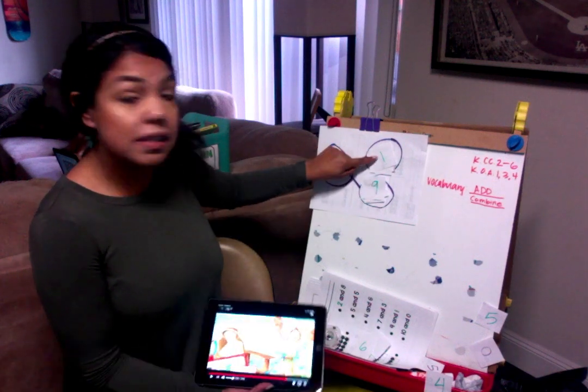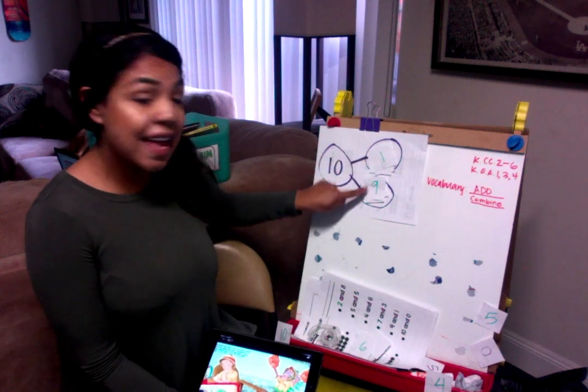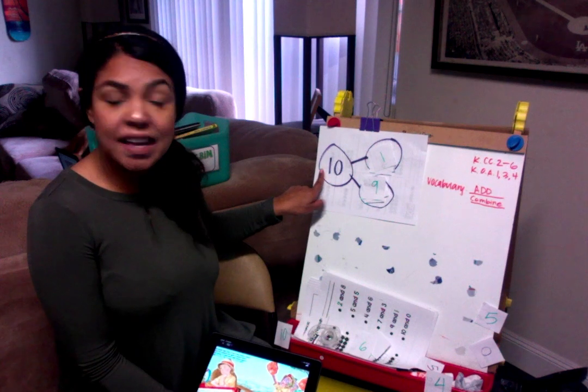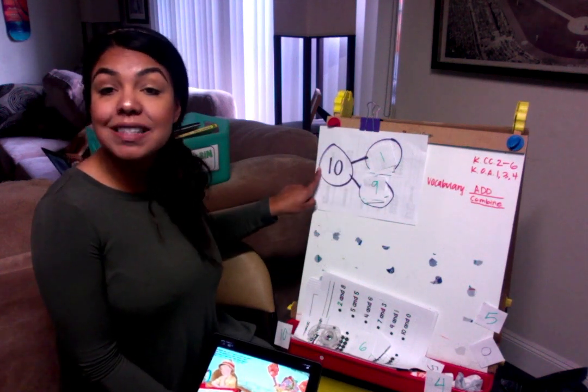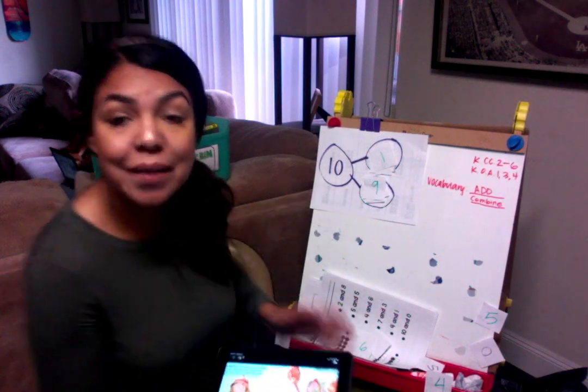Good. The 1 is the first number on the top because that's how many Ed got. That's the first number we heard. So 1 and 9 make 10. Together, 1 and 9 make 10. 1 plus 9 equals 10. Let's add it. 1 plus 9 equals 10. Good job.